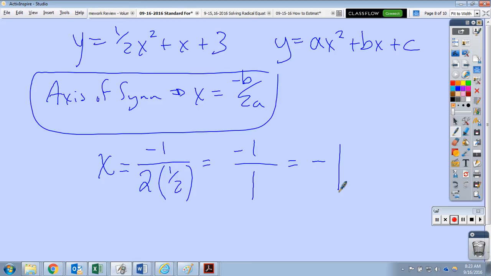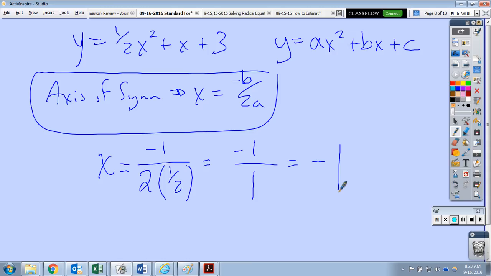Wait, but you said b is -1, but there's already a negative sign turning b into the negative again. So, again, we're making this way more difficult than it is. It tells you exactly what to do. So the axis of symmetry is x equals negative b over 2a.